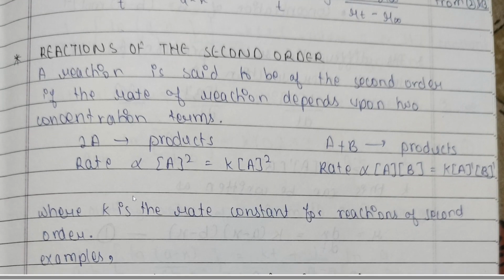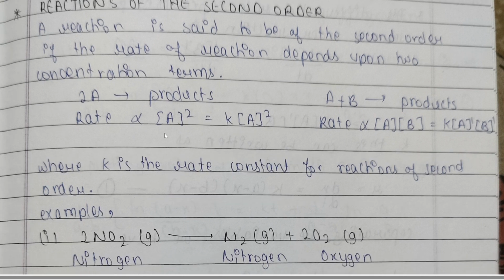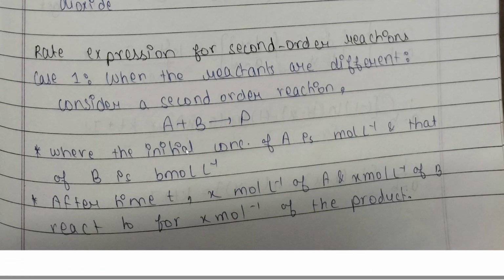Reactions of second order. A reaction is said to be of second order if the rate of reaction depends upon two concentration terms. Two A gives products, or A plus B gives products. The rate is directly proportional to the concentration of A and B both, so this is the rate expression for second order reactions.